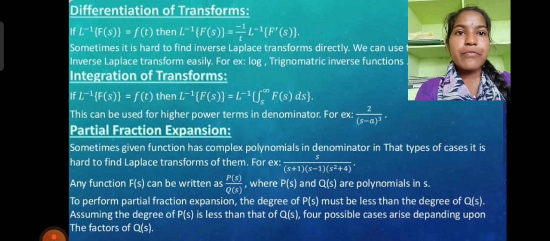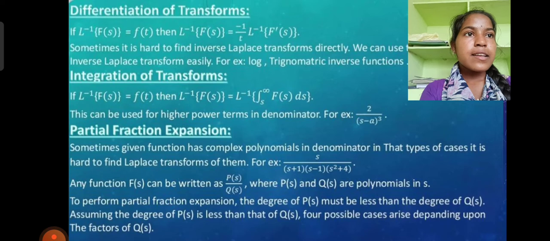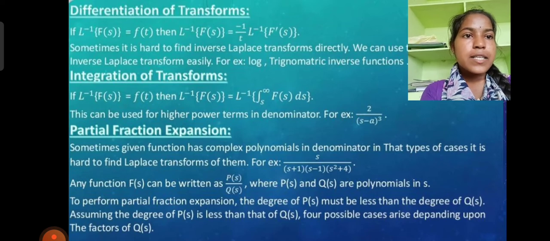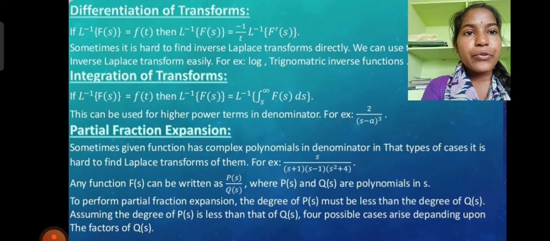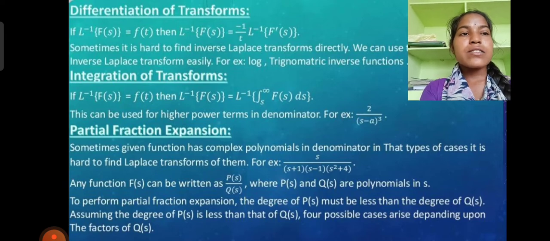Any function F(s) can be written as P(s) by Q(s), where P(s) and Q(s) are polynomials in s. To perform partial fraction expansion, the degree of P(s) must be less than the degree of Q(s). Assuming the degree of P(s) is less than that of Q(s), 4 possible cases arise depending upon the factors of Q(s).